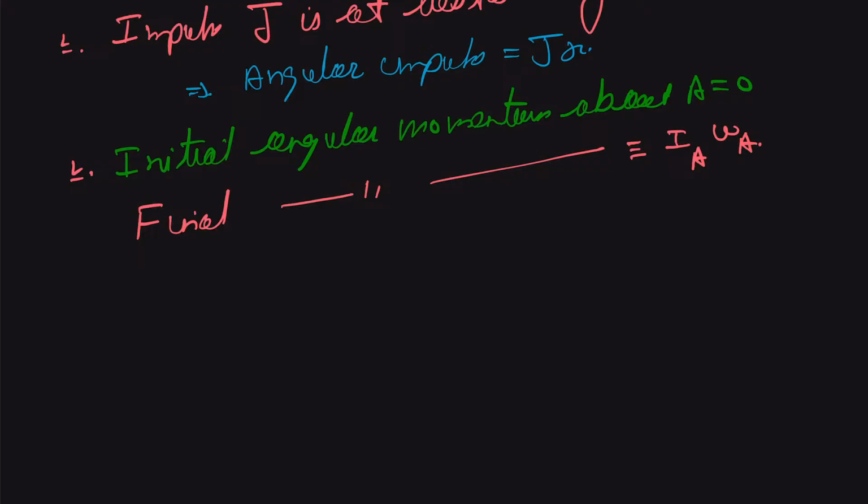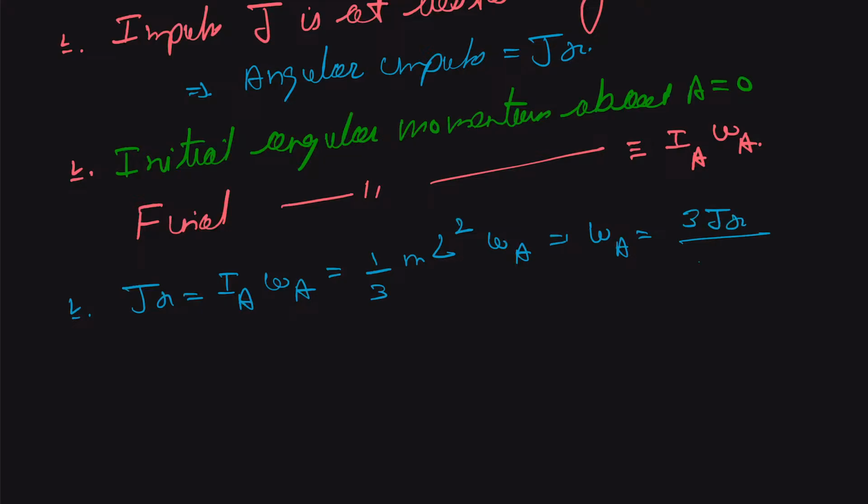Therefore, we can write that our J times x will be equal to the change in momentum. Initial was 0, final is I omega. So this comes as IA omega A. IA we just calculated is our 1 by 3 ml square times omega A. So from here we can say that the angular velocity omega A is equal to 3jx upon ml square. Let us call this equation number 1.